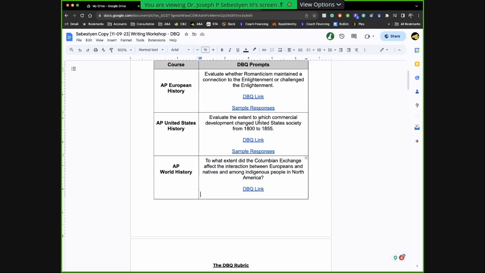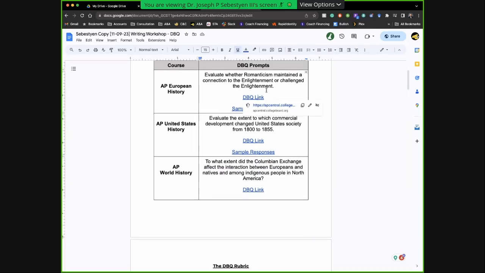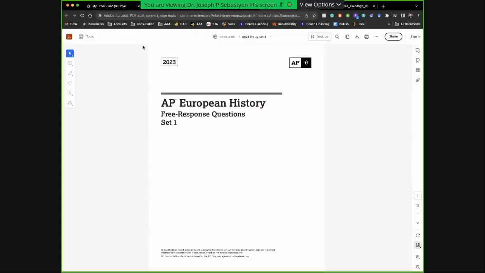So basically follow along. You're going to analyze the documents. AP Euros evaluate whether Romanticism maintained a connection to the Enlightenment or challenged the Enlightenment. It's not a to what extent question, so it's an evaluation. So it's how much was it this way or this way, basically. Did it maintain a connection to the Enlightenment or did it challenge the Enlightenment? We do have sample responses listed for this one because this was a released FRQ. So if you're okay to follow along, we'll rock and roll with this.